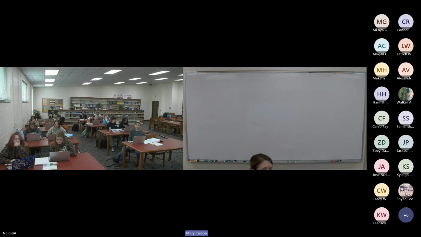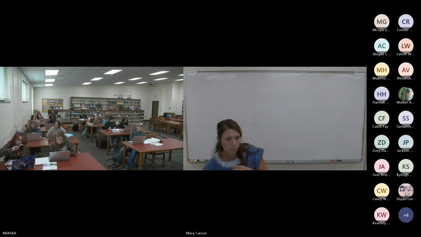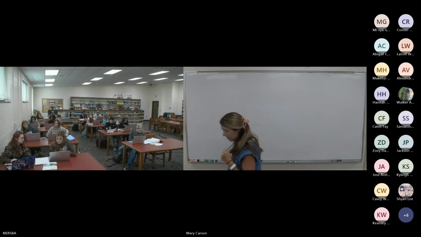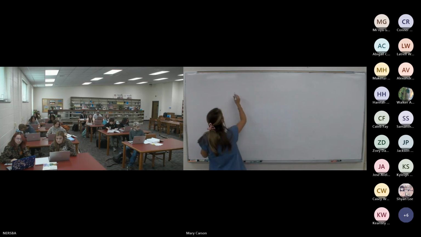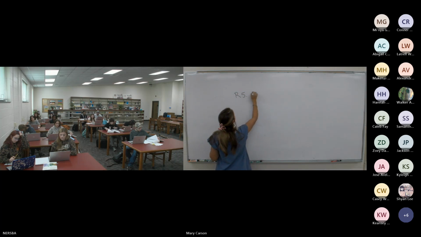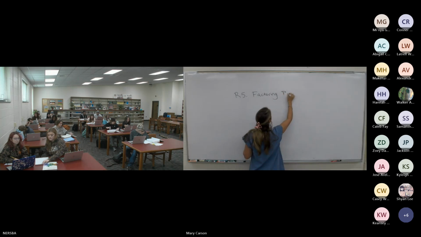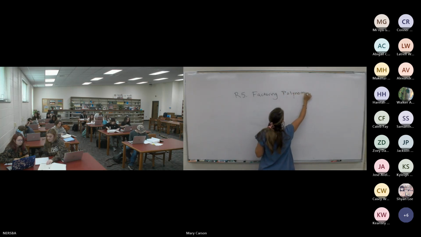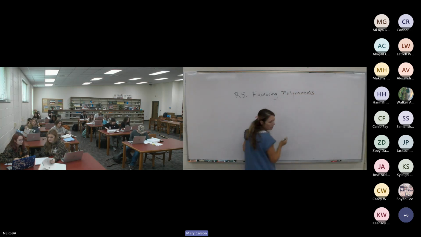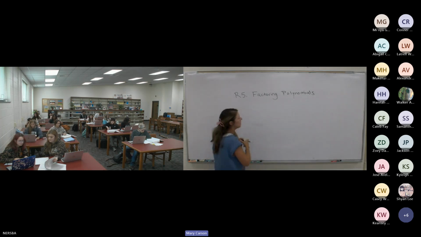You have to know how to factor for quadratics, and also when doing circles too. So let's go back over it. We are going to be doing R5. This is on page 51, starts on page 51 in your book.